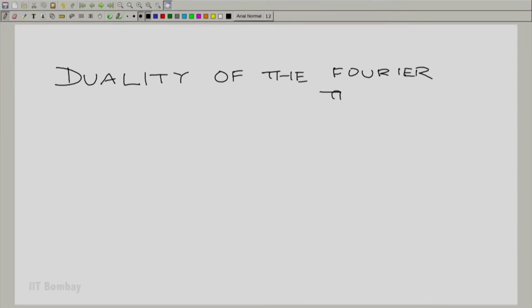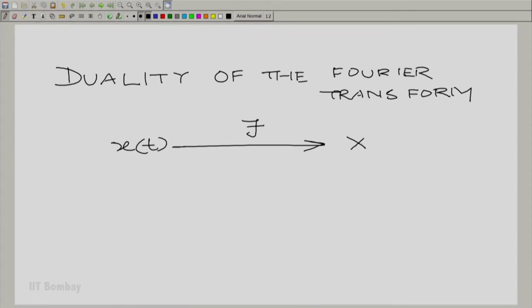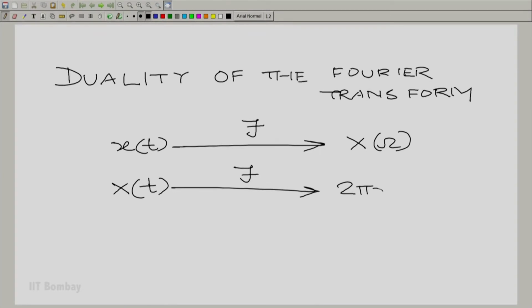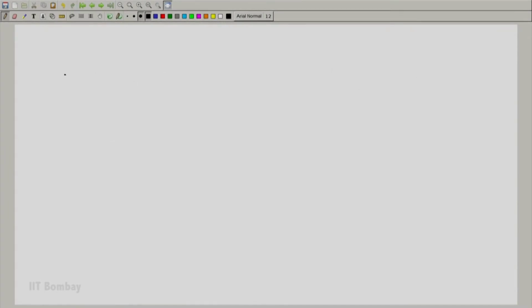So, we had talked about duality in the Fourier domain, and specifically what duality said was that if you had x(t) with a Fourier transform capital X of omega, then capital X treated as a function of t has the Fourier transform 2 pi small x evaluated at minus omega. Let us take an example to illustrate this point.